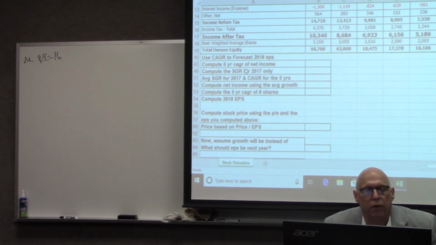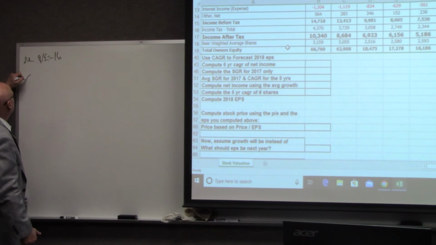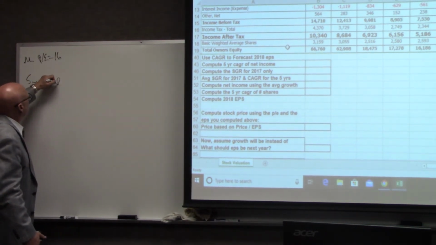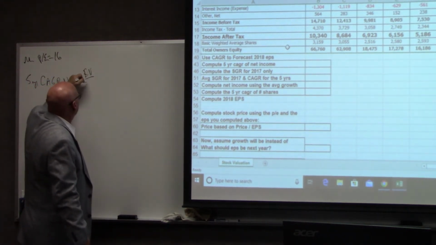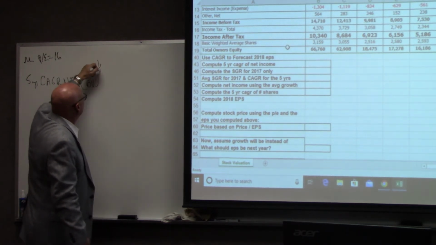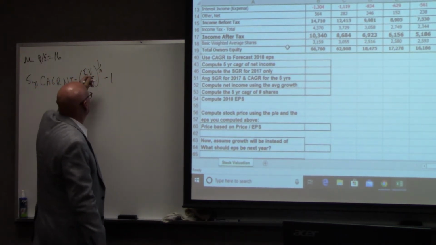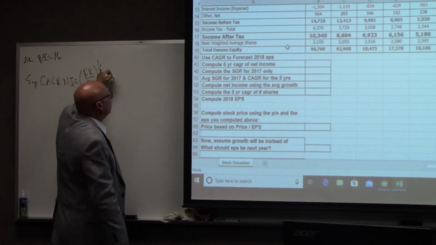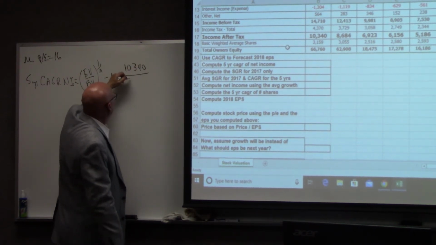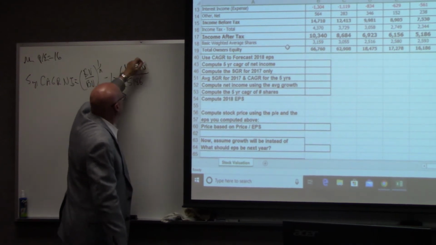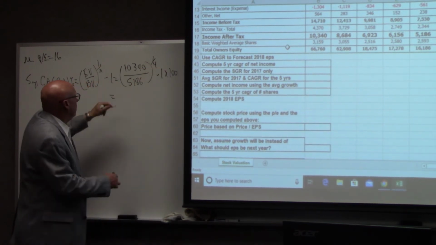So let's find the 5-year CAGR of net income. So the 5-year CAGR of net income is equal to ending value divided by beginning value raised to the 1 over n minus 1. In this case, I know it says 5 years, but we only have 5 years, so n is 4. So that's going to equal 10,340 divided by 5186 raised to the 1 over 4 minus 1 times 100. And let's see what that gives us.